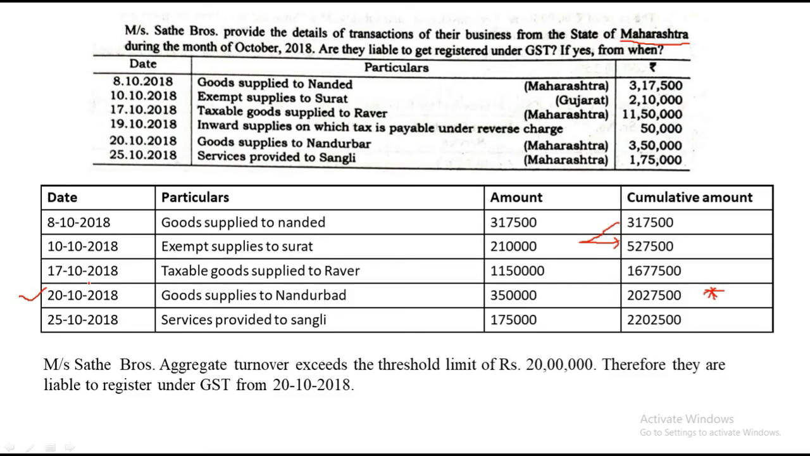This is all you have to do in order to solve the sum based on registration under GST. This is one type of sum which usually comes. Now we will take up another type of question which usually comes. It's a little different from the current question. So this was sum number one. I hope everyone has understood that. We'll start with question number two.